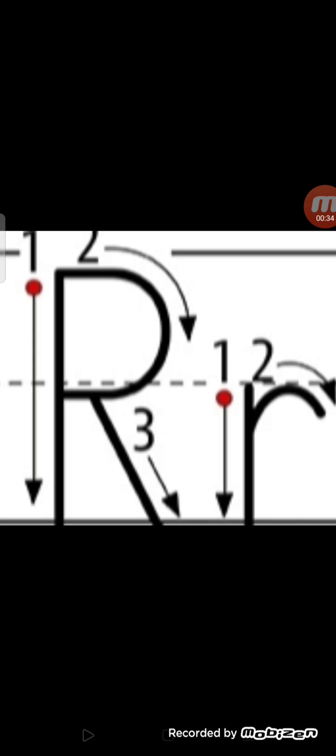Down curve. Up to the line or under the line? No, between two lines. Down curve between two lines.